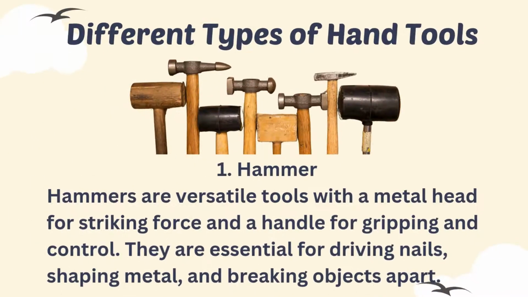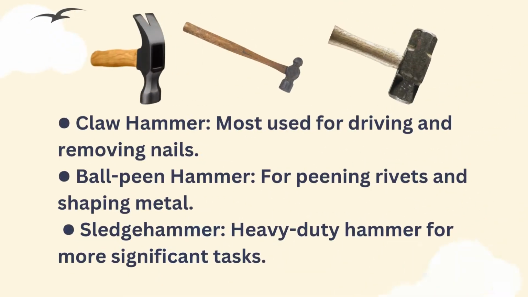Different types of hand tools. 1. Hammer. Hammers are versatile tools with a metal head for striking force and a handle for gripping and control. They are essential for driving nails, shaping metal, and breaking objects apart. Claw hammer, most used for driving and removing nails. Ball peen hammer, for peening rivets and shaping metal. Sledgehammer, heavy-duty hammer for more significant tasks.